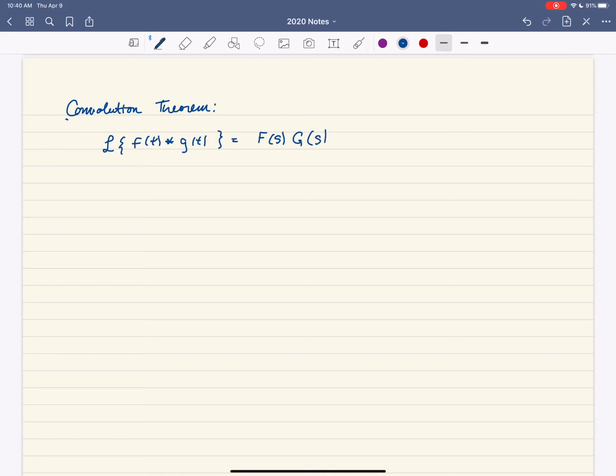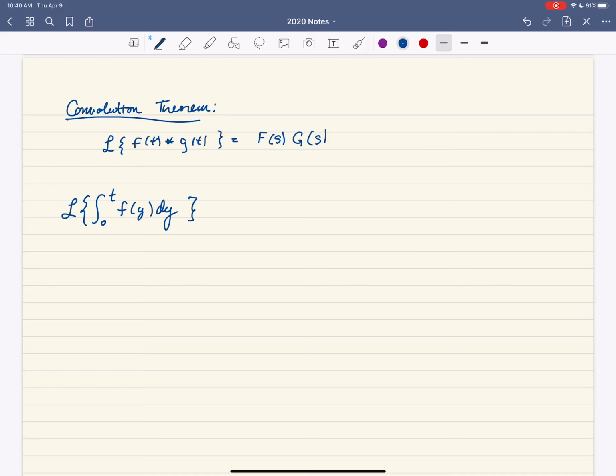And one consequence of the convolution theorem is the following. This is item number 34 on the Laplace transform table, but one of the consequences is that if I were to take the Laplace transform of an integral, the integral from 0 to t of f of y dy, how could we do that? Well, we don't really need to do much work.